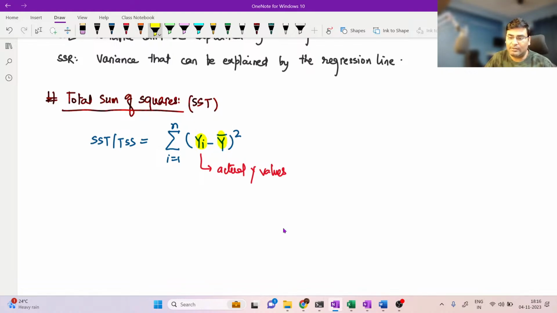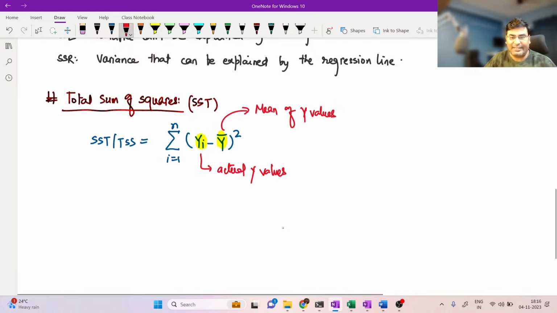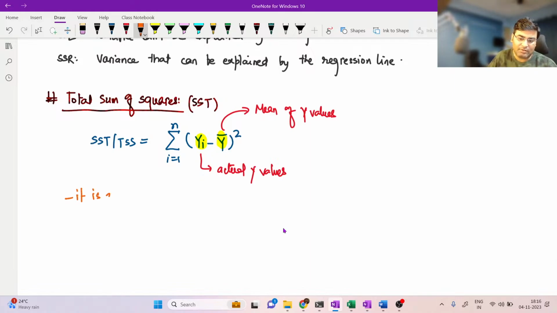What is y bar? It's the mean of y values, right guys? Correct. So if you take each and every value, subtract the mean from these values, take the square and sum it up, that becomes your SST. Guys, SST, if I have to write, it is a measure of the total variability of the data set, right?